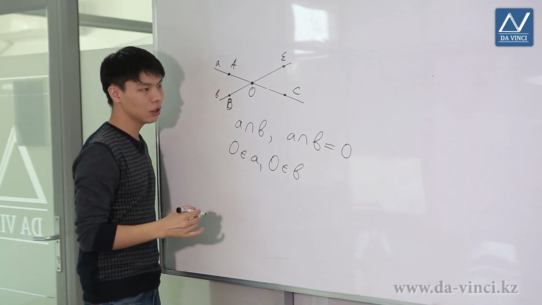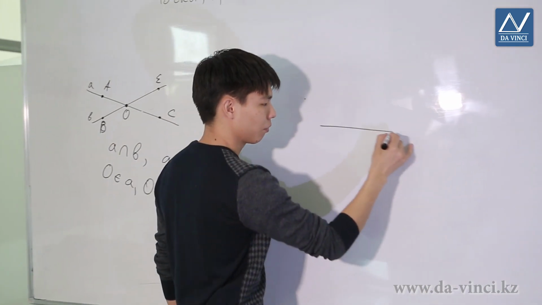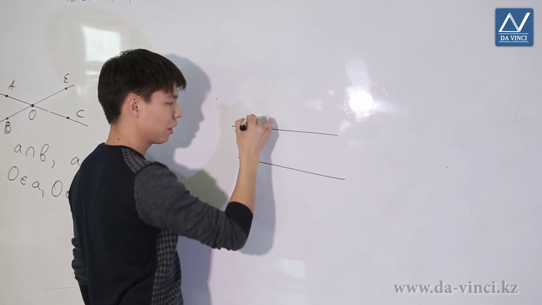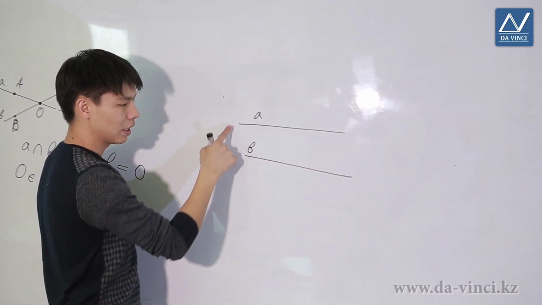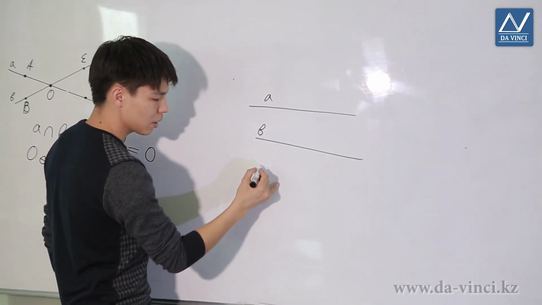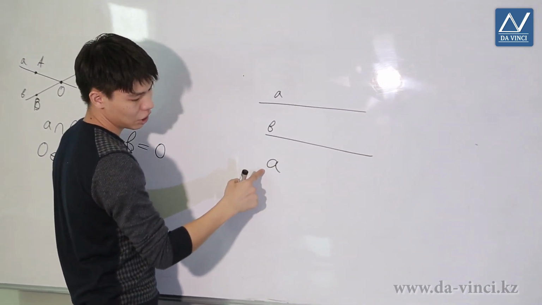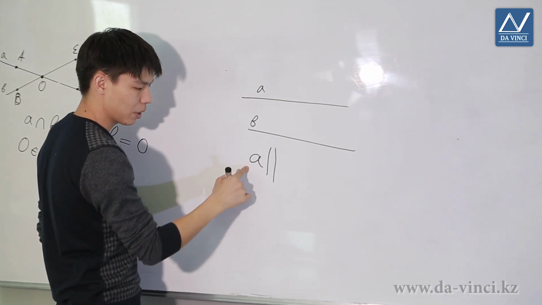Now, if 2 straight lines do not have common points, then it looks something like this. Then they are called parallel. Parallel lines are lines that do not have any common points. They denote it in this manner, a parallel to b.